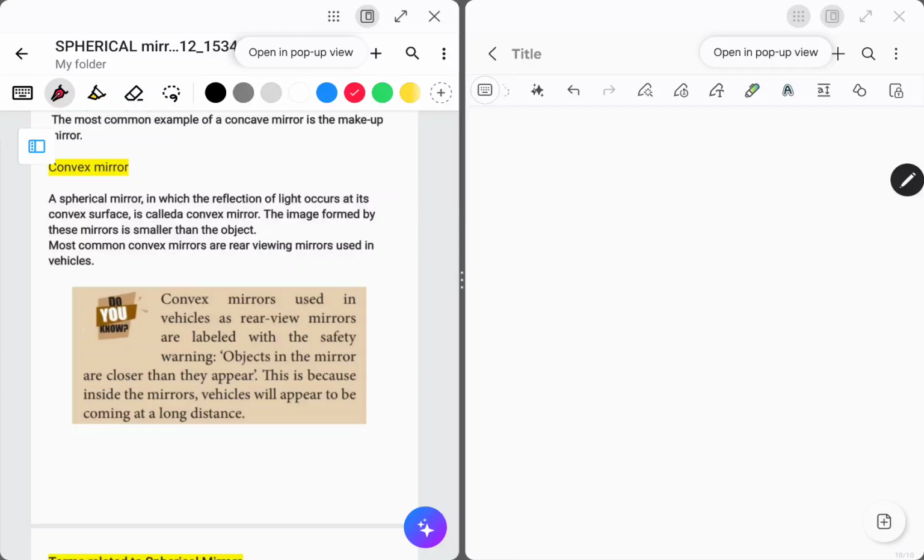Okay, listen. We all know there is a line written on a convex mirror: objects in the mirror are closer than they appear. What do you mean by this? On each and every side mirror of vehicles, this line has been written. Listen, I will explain.